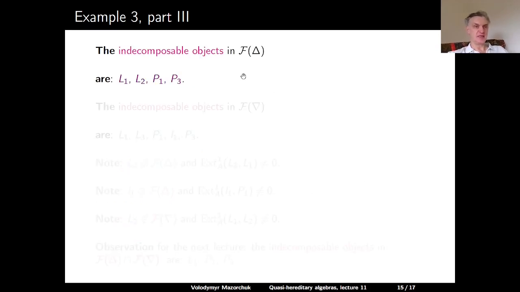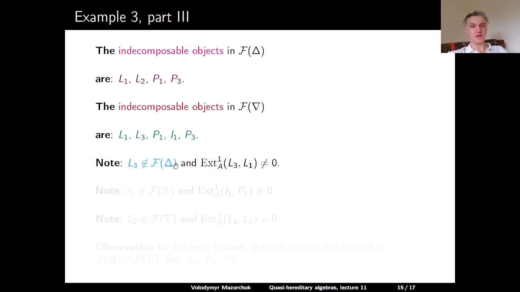Now we can describe explicitly all indecomposable objects in F delta. So we have the standard modules L1, L2, and P3, and also P1, which is an extension of L1 and L2. And we can describe indecomposable objects in F nabla. So these are the costandard modules L1, P1, and L3, and also the injective module I1, which is clearly in F nabla because it's injective, and the module P3, which is also I2.